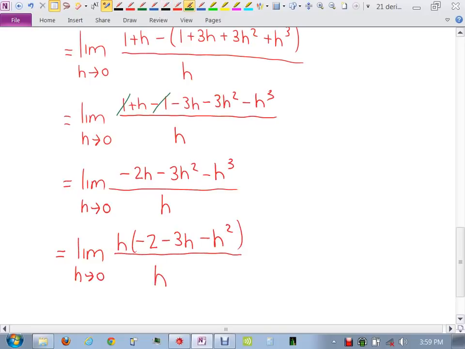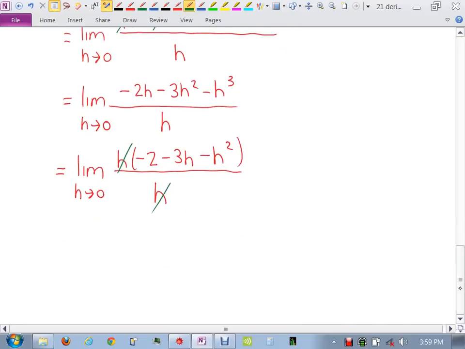By pulling out an H or a negative H, you get the H's to cancel. And then what you're left with there, you can now let H go to zero. And what do you get when you let H go to zero? They go away, right? The two terms with H's go away, and all you're left with is negative 2, which is the same answer we just got, isn't it?